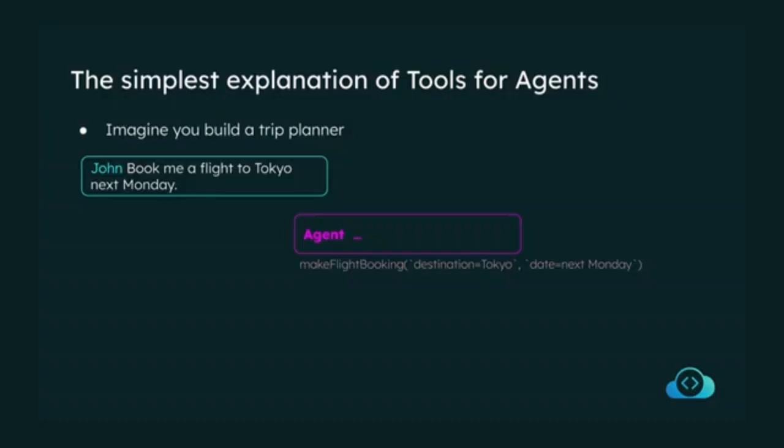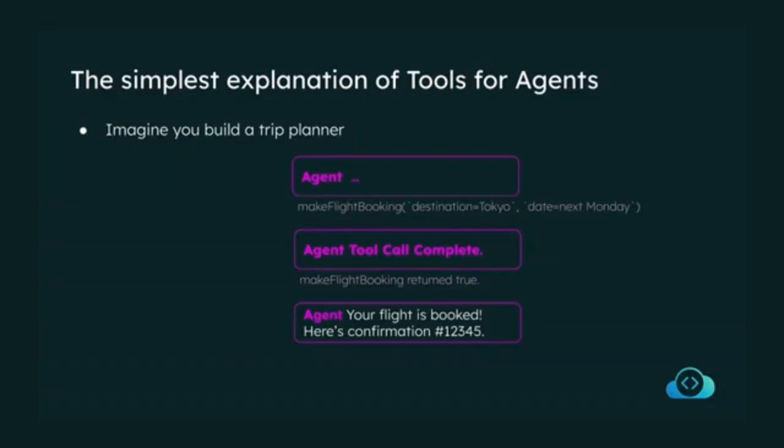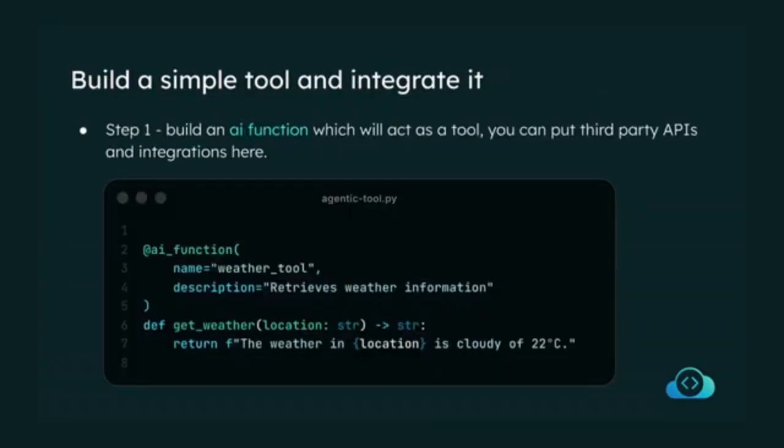So that is basically called function calling, or tools for an agent. The agent would take its time, and maybe the make flight booking function would return a value. And once it does, here we go. Our flight is booked, and here's the confirmation with a dummy number 12345. So this is the kind of experience we can build by introducing tools to a particular agent. Now it has a superpower to actually go and interact with the outside world and make decisions based upon your input. So there are two steps in which you can add your AI function.